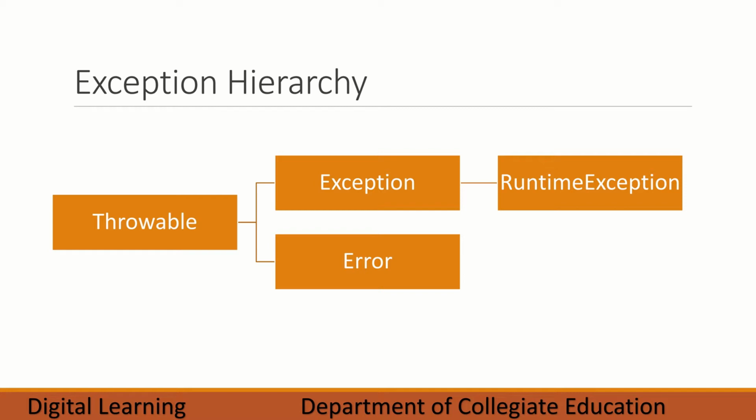When we see the exception hierarchy, Throwable is the superclass, and under this superclass Throwable we have two subclasses. One is Exception, the second one is Error. Error is an error generated by the system which is not in our control, whereas for Exception we have a set of exceptions. RuntimeException is one of the exceptions under Exception, so RuntimeException is a subclass of Exception. We have a set of predefined exceptions that we will also see in the next sessions.